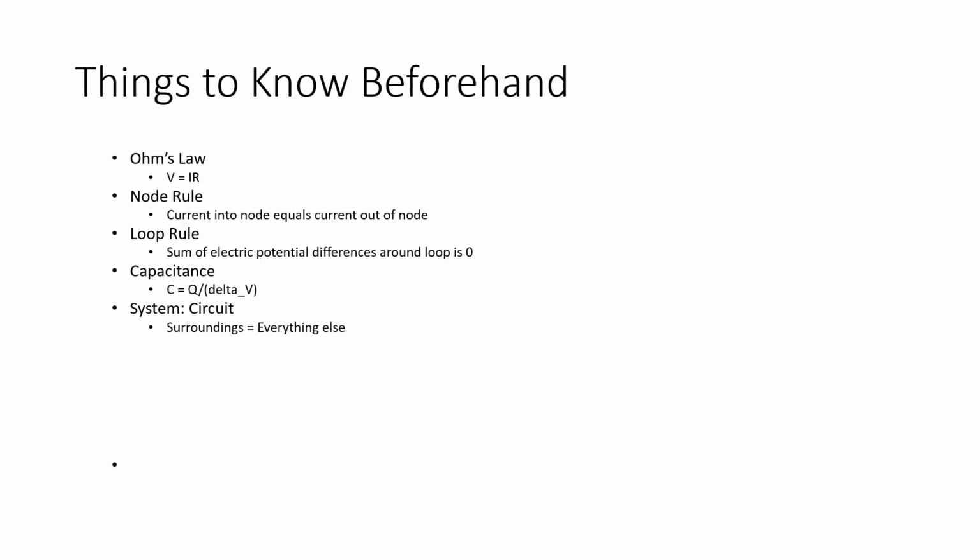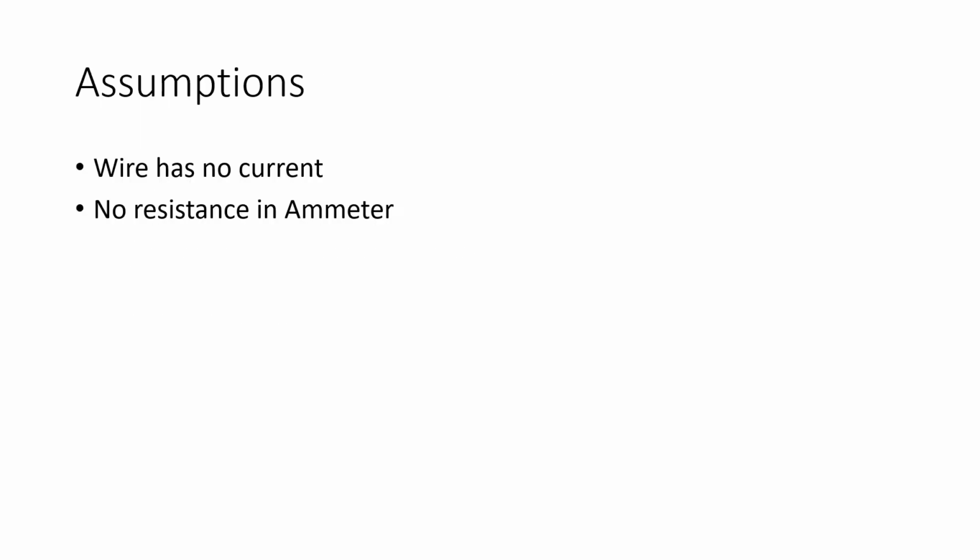Some things to know beforehand. Ohm's law, where V equals IR, the node rule, which says the current into the node will equal the current out of the node. The loop rule says the sum of the electric potential differences around the loop is zero. And then capacitance C equals Q over delta V, or the change in potential difference. And then the system will be the circuit and the surroundings will be everything else. Some assumptions: the wire has no current and there is no resistance in the ammeter.